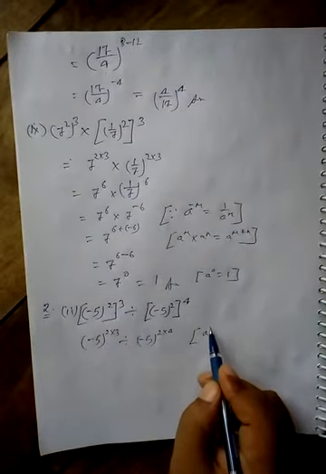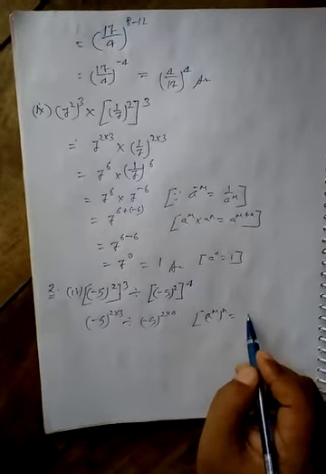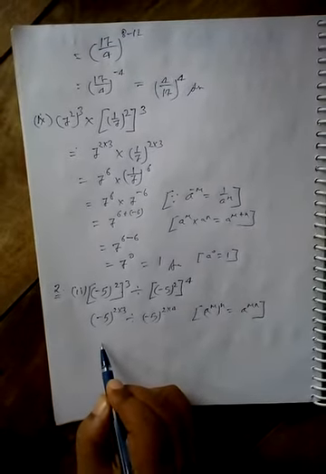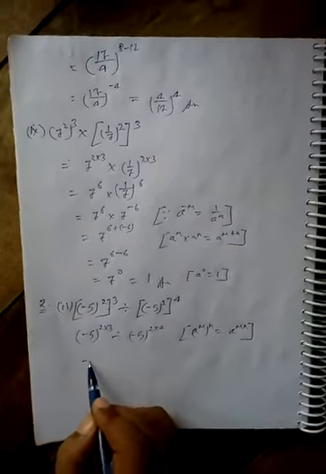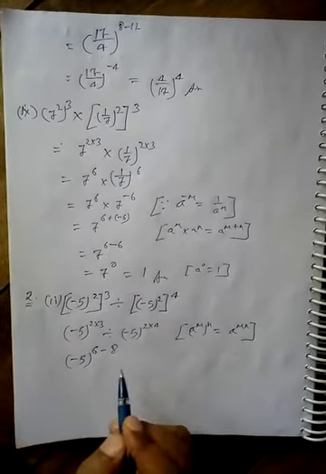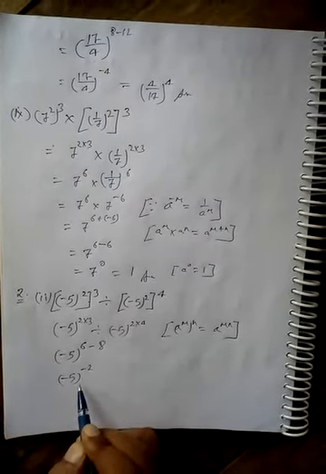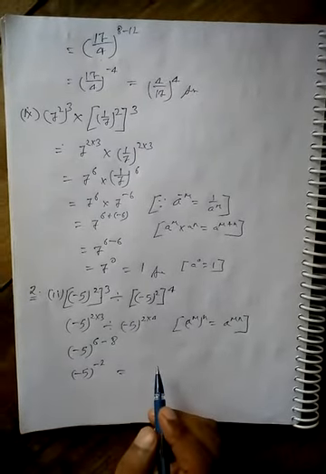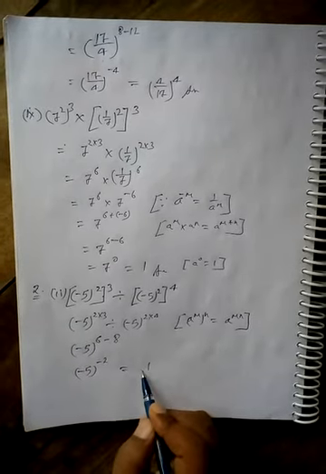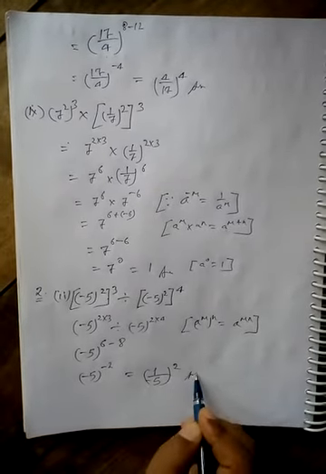The property we use is (a^m)^n gives a^(mn). Since same bases are divided, exponents will be subtracted: 6 minus 8. You get (-5)^(-2). So you need to convert this negative exponent into positive form. We can do this by taking the reciprocal: 1 upon (-5)^2. This is the answer.